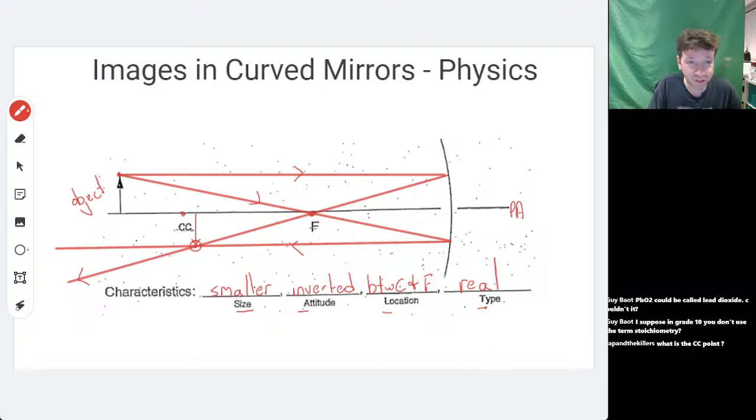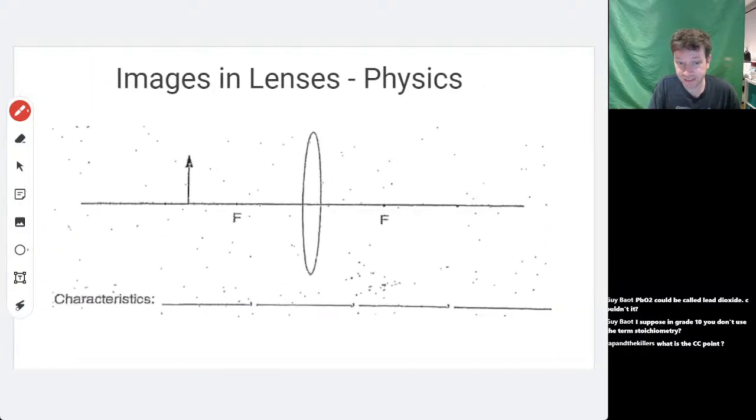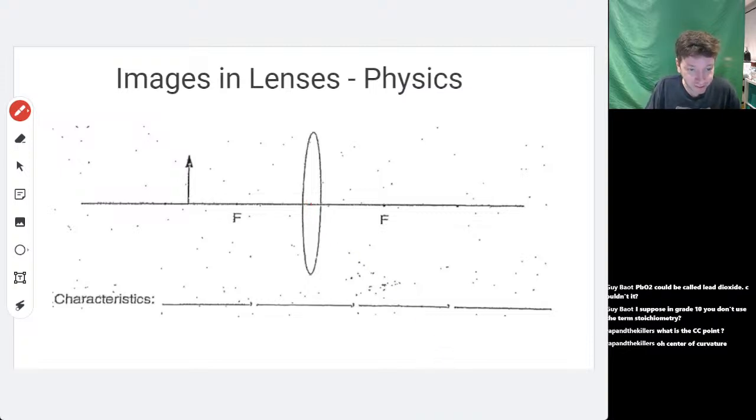Okay, let's try a lens. So for your lens, a lot of the times when I give students problems, I already have it drawn. But if it's not drawn, you're going to have to draw your optical center and your vertical line through it. Like that, somewhat.